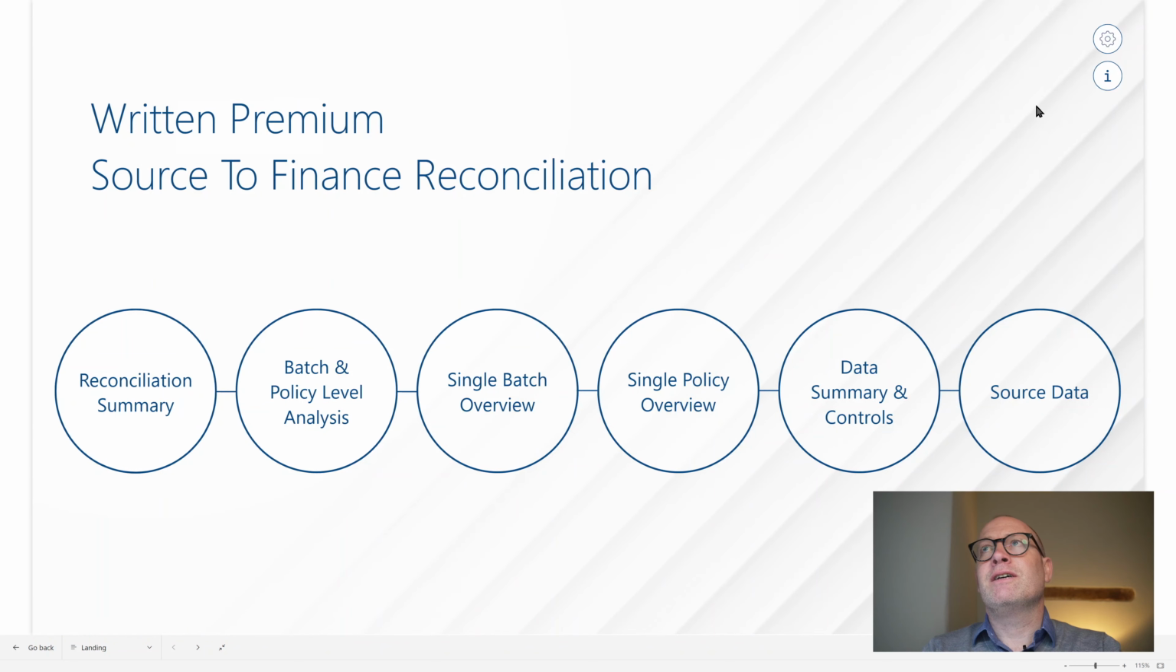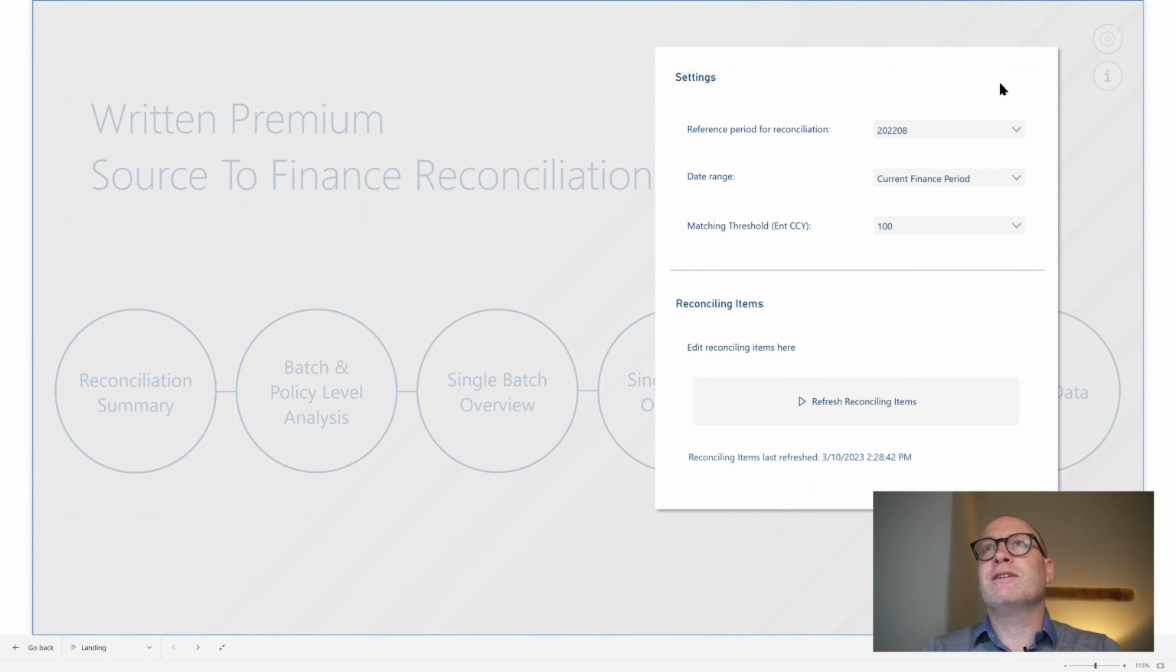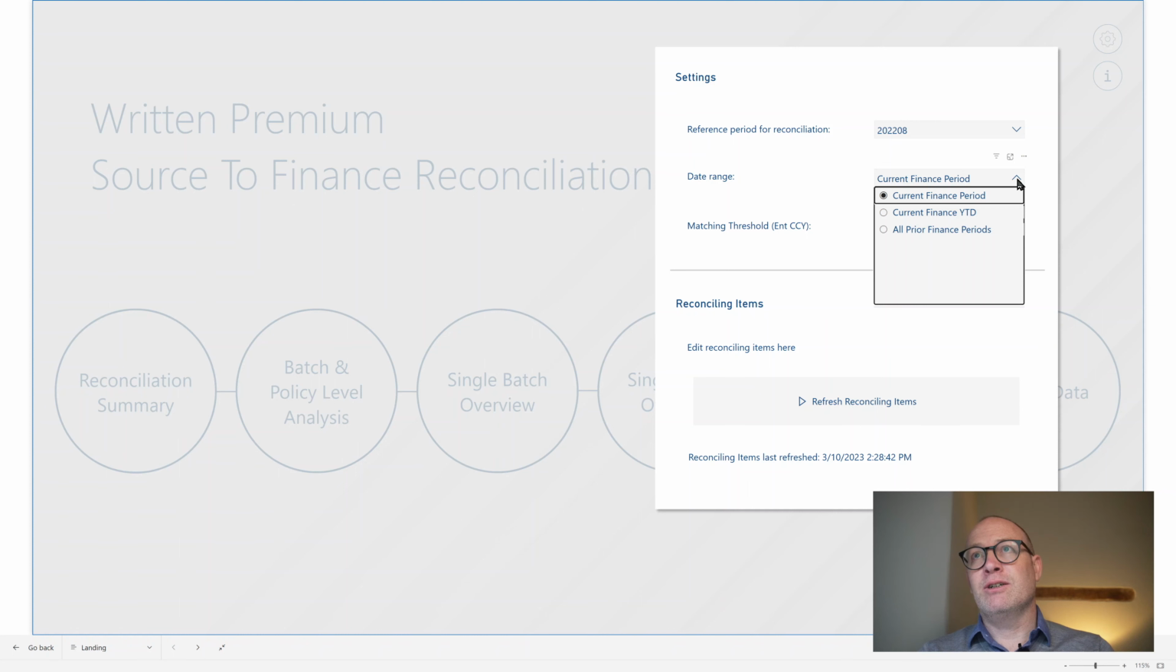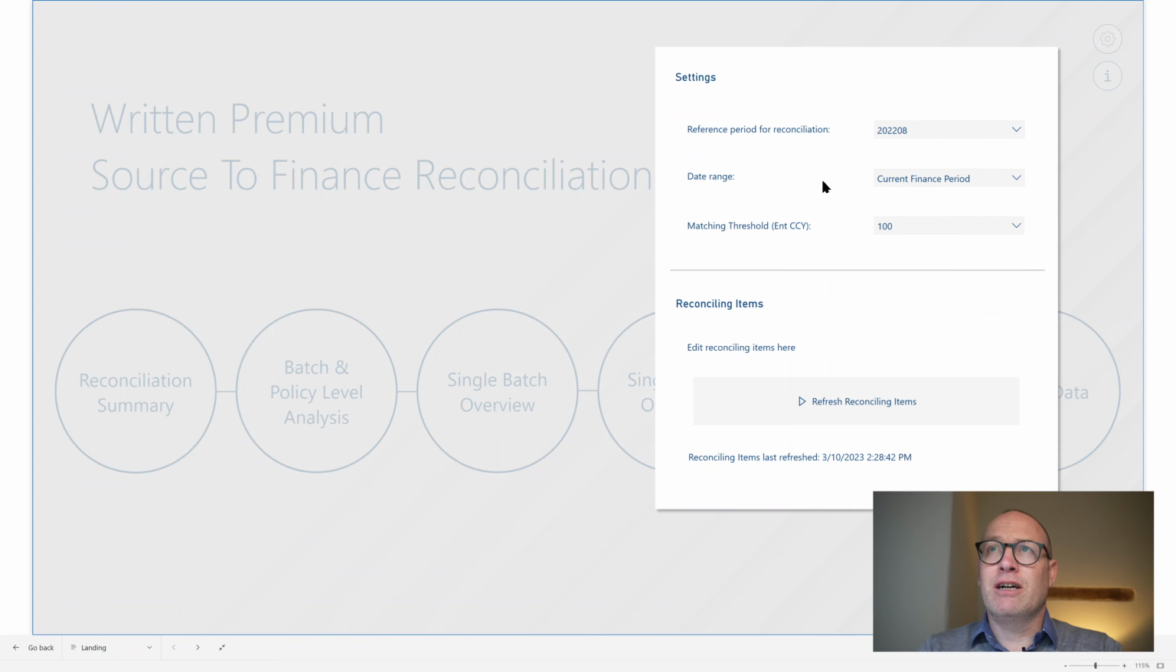And then at the top here, we've got a settings pane where we can set, so we're doing this reconciliation as at August 2022, and being a profit and loss reconciliation, obviously we want to agree transactions for a given period of time. So we've got this date range drop down where we can choose, we want the current finance period, which will be August, or all transactions for the year to date, or all periods from inception, or any other combination really that we wanted to include there. You could include a date selector as well. I'll leave that as the current finance period.